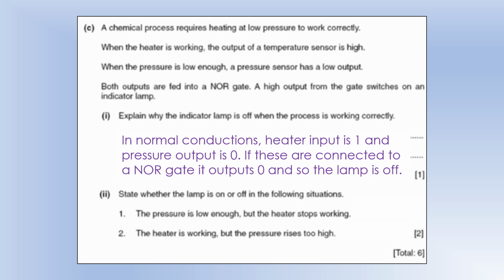So state whether the lamp is on or off in the following situations. Pressure is low, that means its input is 0. Heater has stopped working, that input is 0. So we've got 2 0 inputs, so there's an output of 1, so it's going to be on. The heater is working, that means there's an input of 1, so we don't need to think about anything else, that's going to be off.